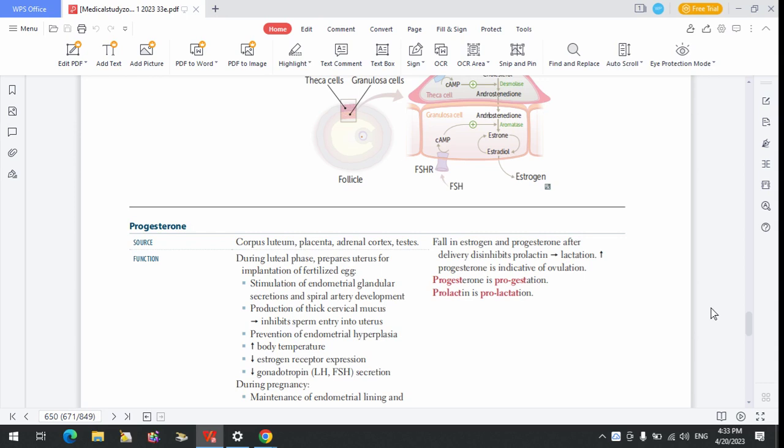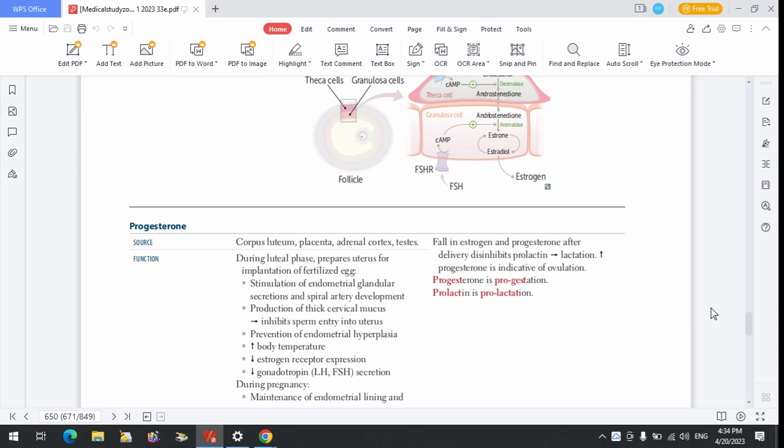So progesterone stimulates glandular secretion and tortuosity of the spiral artery. It thickens the cervical mucus to prevent sperm ascension. It inhibits endometrial hyperplasia, antagonizing the action of estrogen. So if you are giving someone progesterone, you can't expect that person to develop endometrial malignancy because it's not undergoing endometrial hyperplasia. But if you are feeding that person with too much estrogen, the endometrium can undergo hyperplasia, which can progress to malignancy. Progesterone inhibits estrogen. That is why it inhibits endometrial hyperplasia.